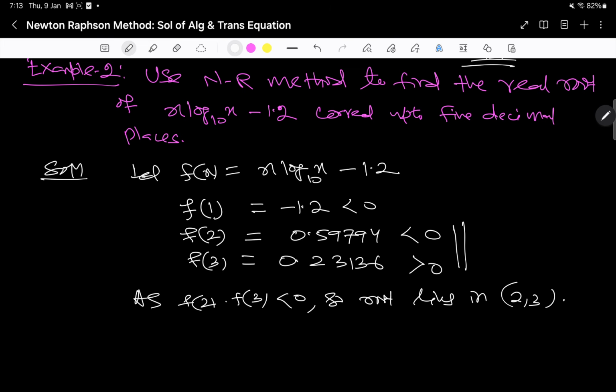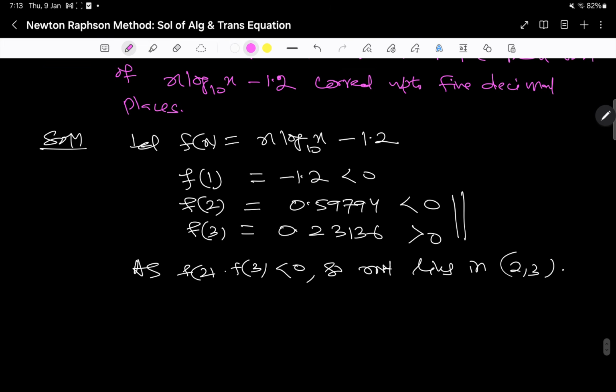Right. Let me take x0. Suppose I am taking x0 as 2 here. I can take any value. I can take 2, I can take 3, I can take any value in between them. So x0 is equal to 2. Let x0 equal to 2 be the initial approximation.